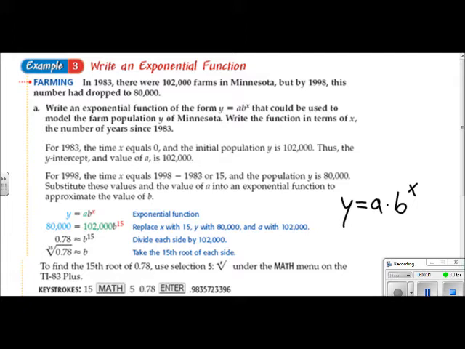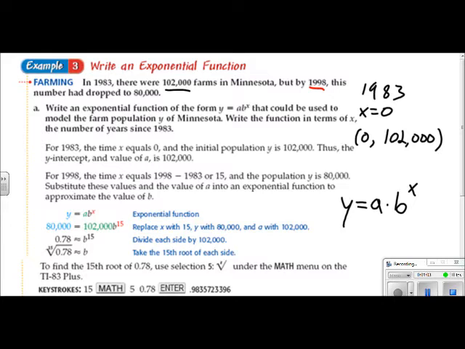We want to write the function in terms of x, which is the number of years since 1983. Well, if x is the number of years since 1983, then if it is 1983 right now, x would be 0. So when x is 0, or during 1983, the number of farms was 102,000. So we have one value right there.